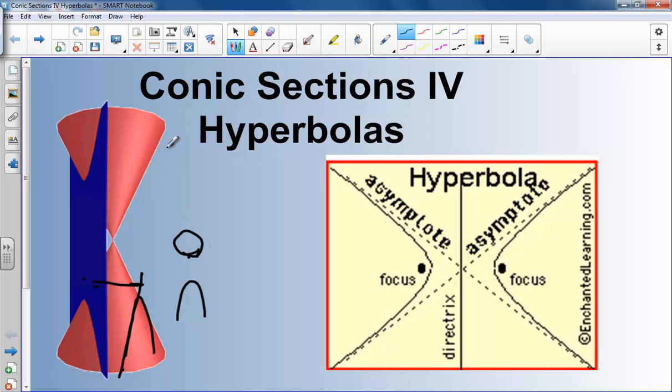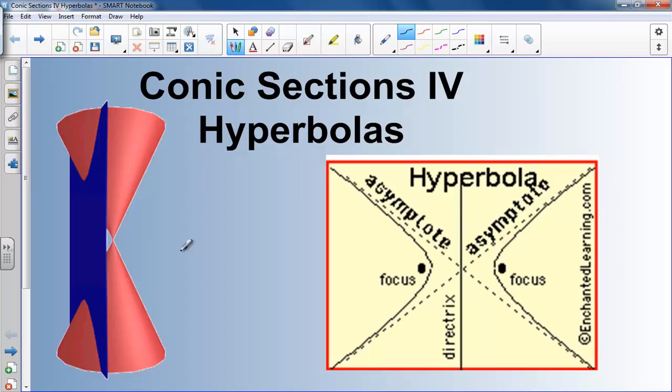And then if I cut through the cone at an angle, then it's not going to be a circle, it's going to be elongated, or that is our oval shape, and that was the ellipse. That was our third conic section.